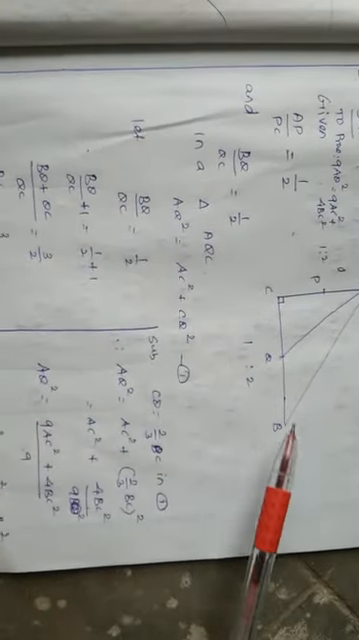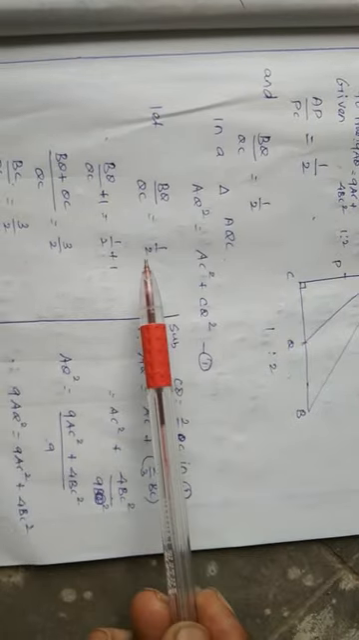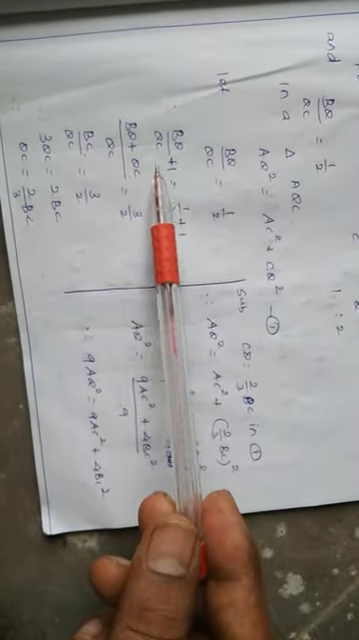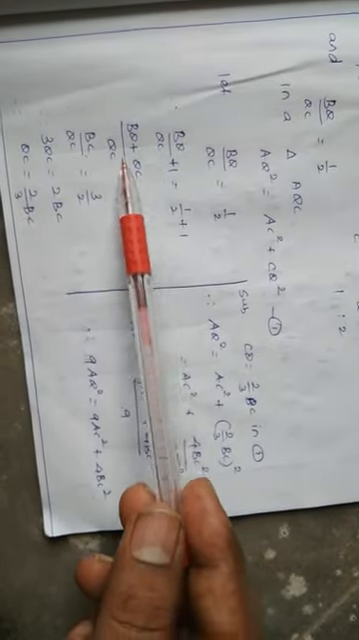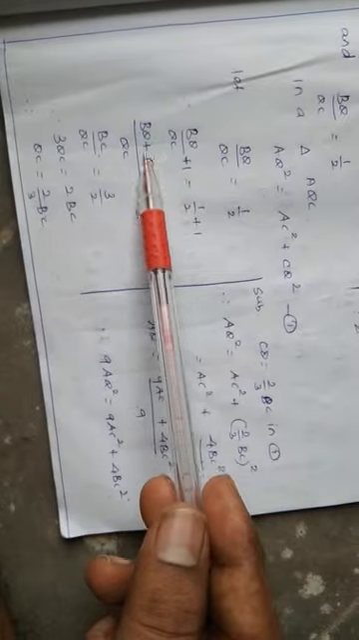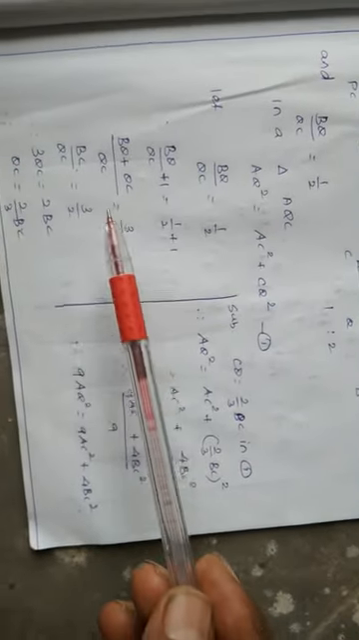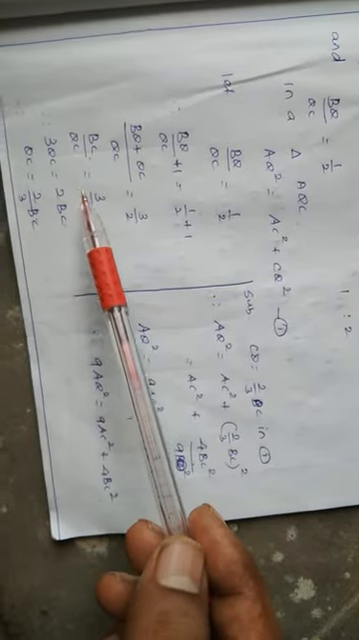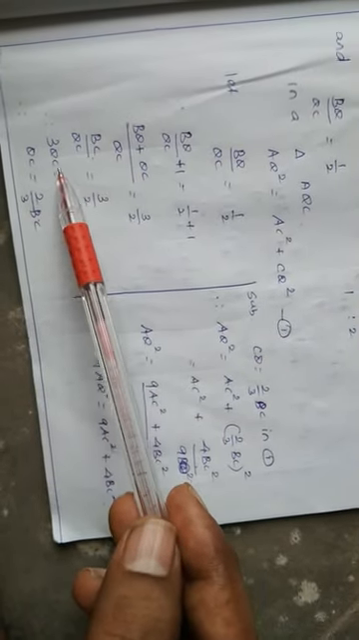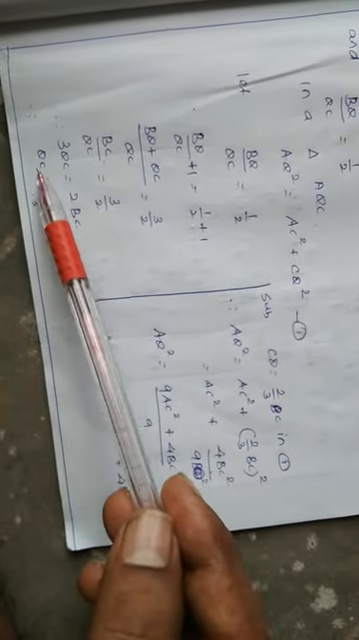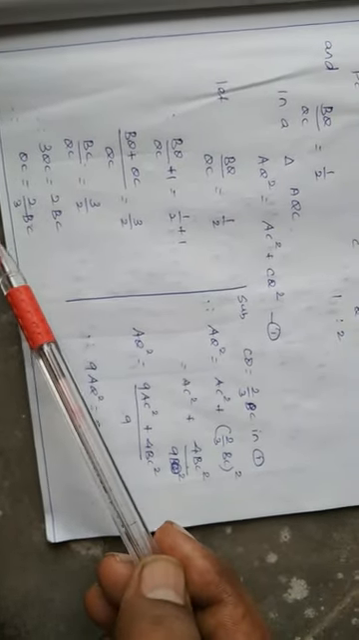So BQ divided by QC equals 1 by 2, given. Add plus 1 on the left side and the right side. BQ plus QC with LCM QC, so QC divided by QC. Here 1 by 2 plus 1 is 3 by 2. Now BQ plus QC is BC. So BC by QC equals 3 by 2. By using cross multiplication, 2 into BC equals 3 into QC. We need QC, so QC equals 2 by 3 BC.